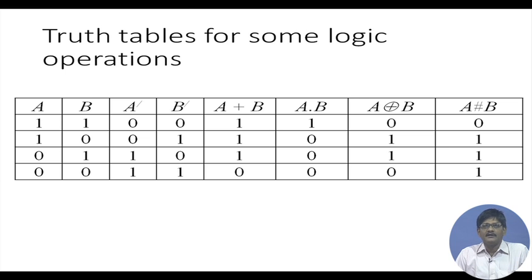In the same way, there are some relational logic operations carried out between A and B. Say A plus B is written, it should be read as A or B. It is a logic operation which says that A or B is a function which will be having a value 1 if A and B both are 1, or if A is 1, B is 0, or if A is 0, B is 1, and in all the other cases it is 0.